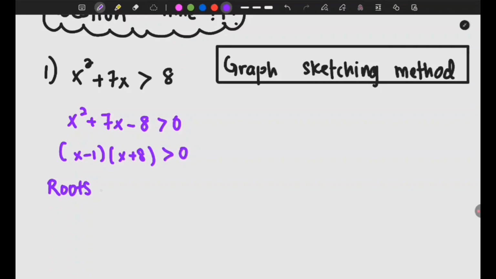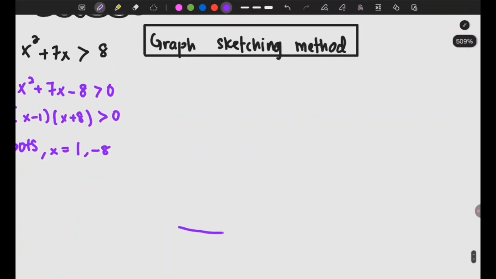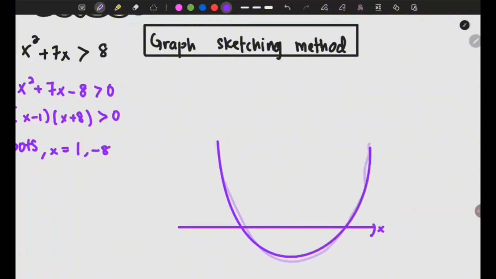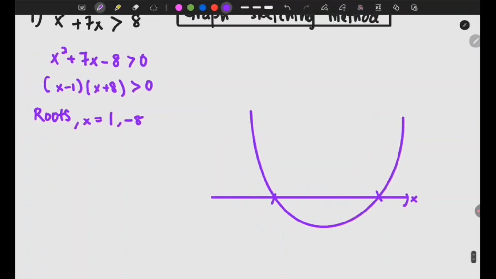And if you do a graph, so let's draw a graph. Quadratic curve, and it's a positive. So do like this. And then one number, negative 8 here, 1 here. Put the roots at the side, and where you have to shade, look at the sign here. Is it more than 0 or less than 0?